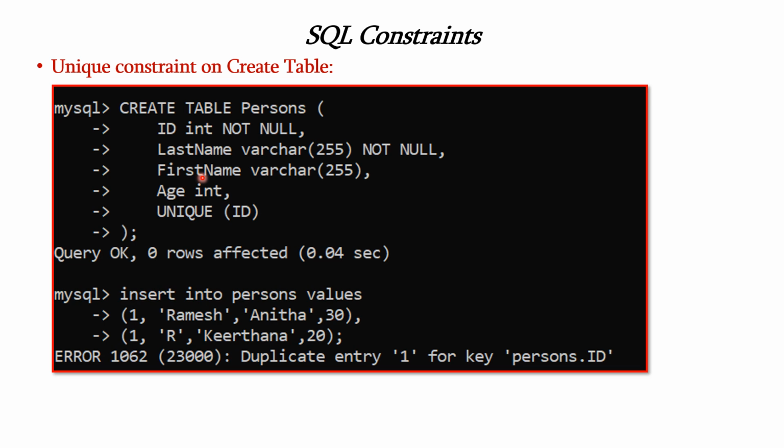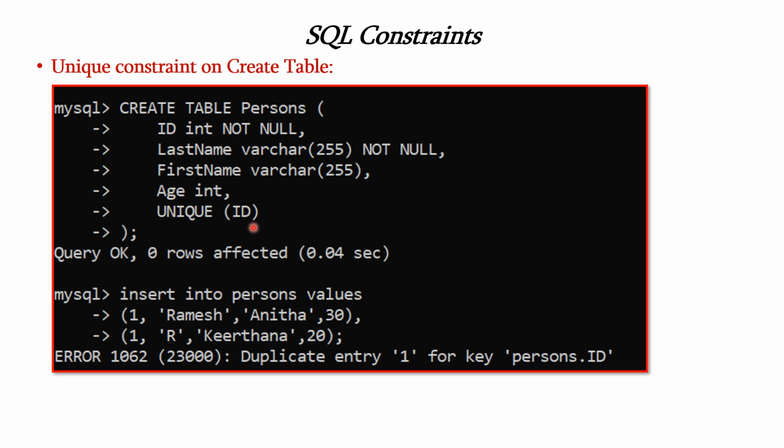So here we are creating a table called persons with columns ID, last name, first name and age. For ID and last name, the not null constraint is enforced. We can either enforce the constraint after its data type, or the other option is we can enforce the constraint after all the columns like this. So here we are enforcing the unique constraint for the column ID at the end of the table. So unique of ID means that the unique constraint is enforced for the column ID.